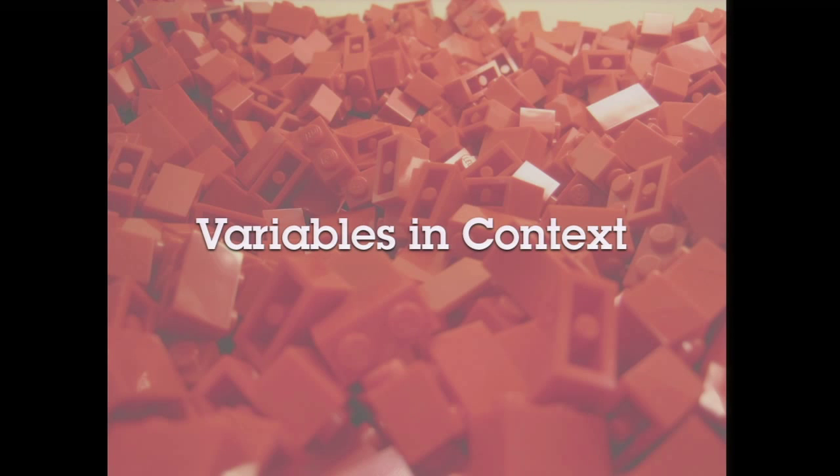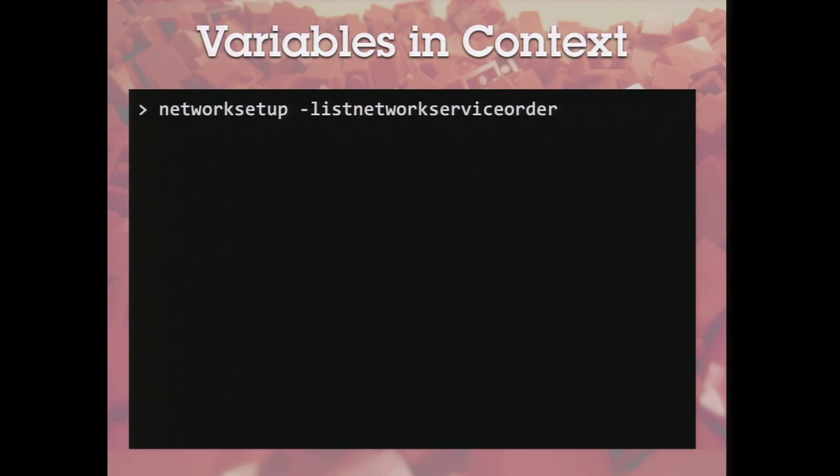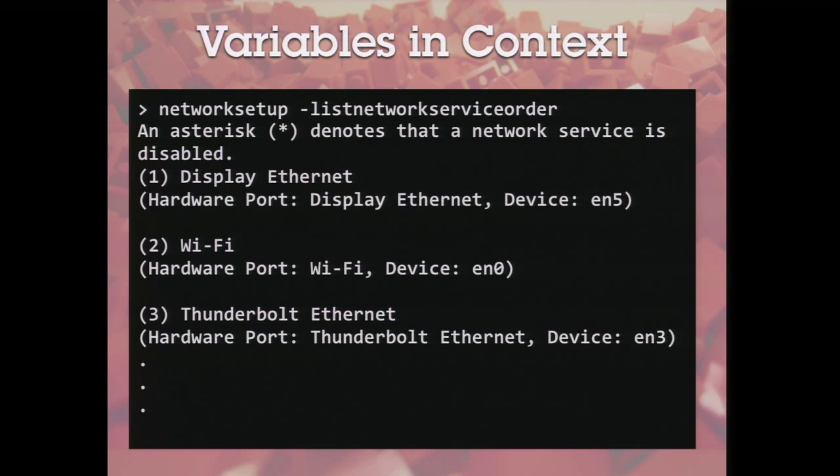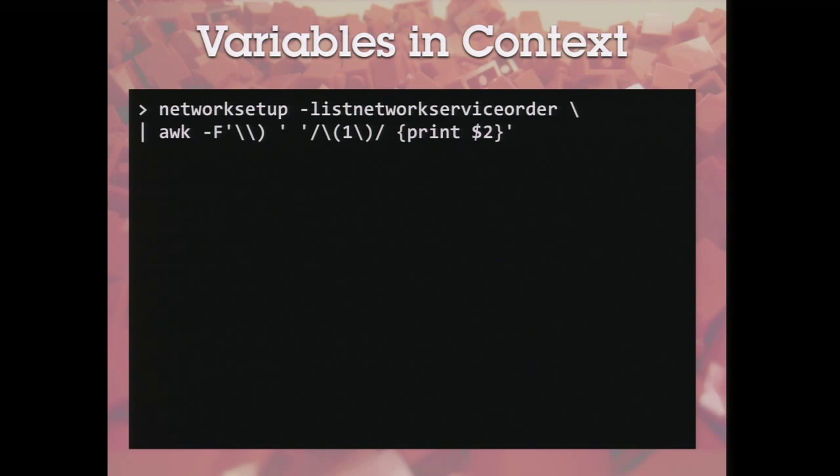So I'm going to use a concrete example that will help me segue into the next section about awk. This network setup command lists your network interfaces and their order of priority. Pretty simple for a human to read, but if you want to use it in a script, there's way more stuff than you need. So we're going to want to filter that out. Of course, I'm using awk again. This one's a little more hairy. I'm going to dissect it in a second.